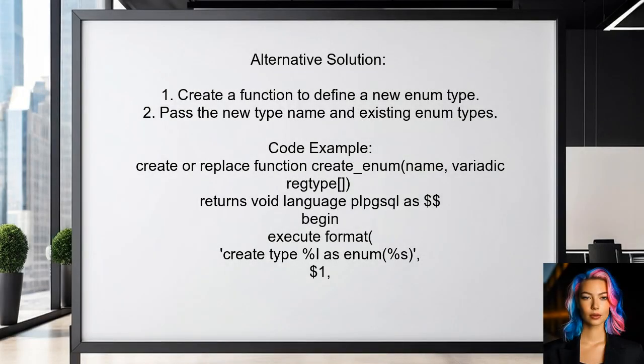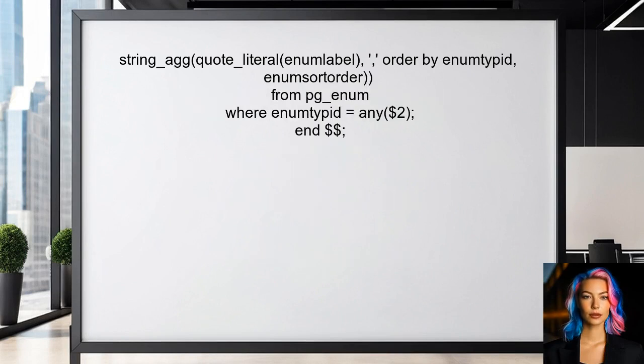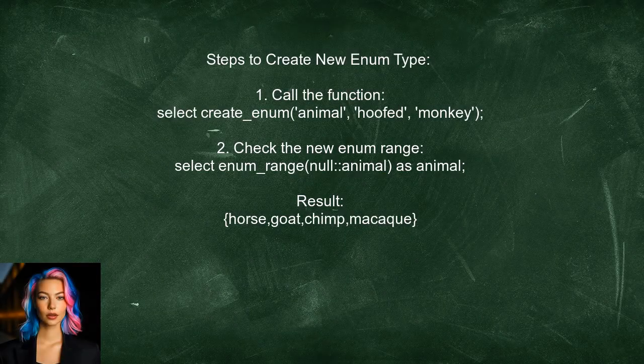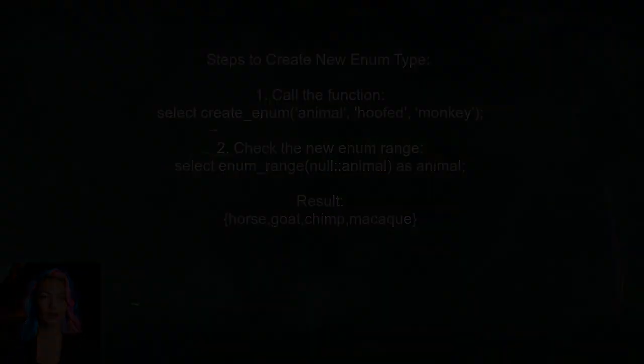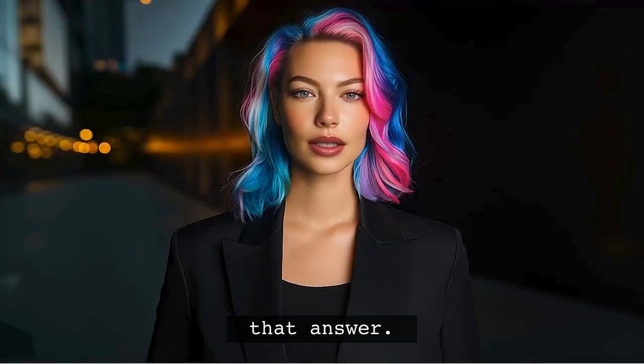An alternative approach provided by another user involves creating a function to define a new enum type in Postgres. This function allows you to pass the name of the new type and a list of existing enum types as arguments. After defining the function, you can create a new enum type called animal by selecting the function with the names of the existing types, hoofed and monkey. This will combine them into a single enum type. That wraps up that answer. Let's move on to another one.